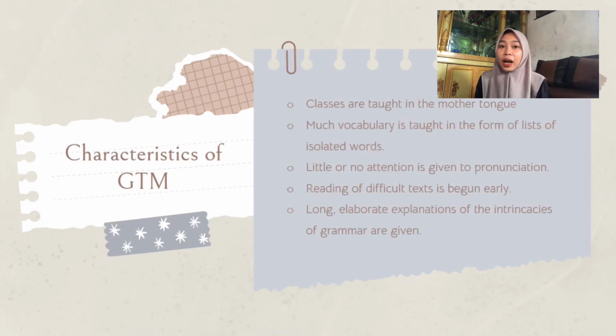Okay, next about characteristic of GTM or grammar translation method. There are 5 characteristics of GTM. The first is clauses is taught in the mother tongue. Second, much vocabulary is taught in the form or list of isolated words.